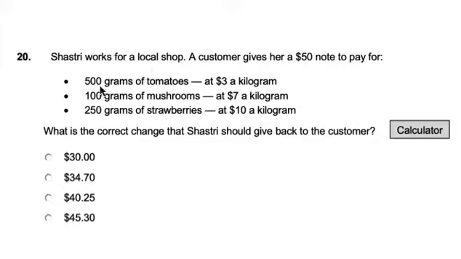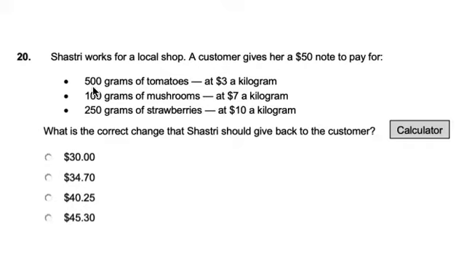Let's keep going. 100 grams of mushrooms at $7 a kilogram, 250 grams of strawberries at $10 a kilogram, and what is the correct change that should be given back to the customer? So I'd say we have 2 parts to this question. I would want to work out how much the groceries cost as my first part, and then as my second part, I'm going to subtract that from the $50 note. So let's work on the first part first.